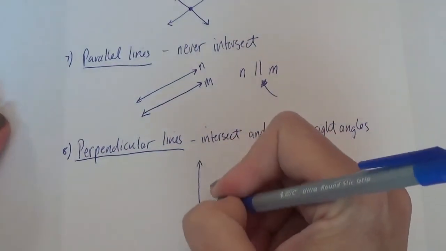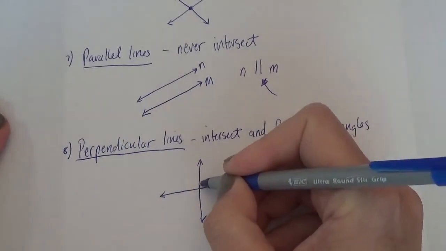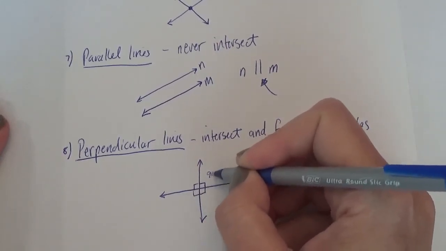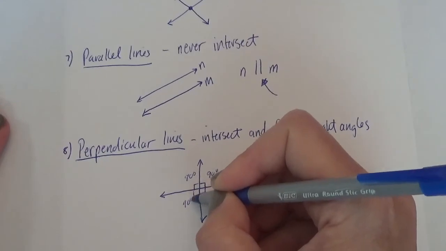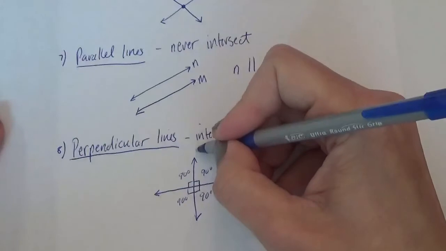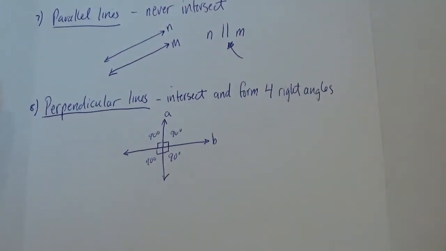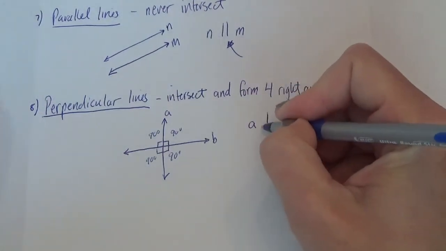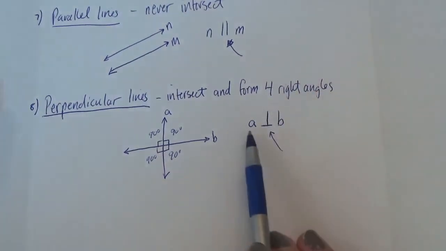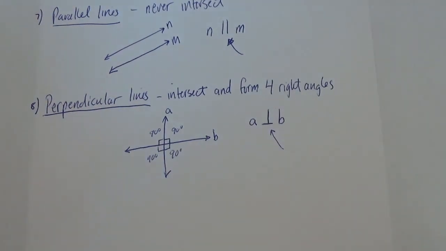So let's draw this one. You would have a line this way. If it's perpendicular, they label, this would be a 90, this would be a 90, this would be a 90, this would be a 90. You would get 90 degrees in all four spots. And let's label these lines. Let's say that's line A and line B. The symbol for perpendicular looks like this. So there's another new symbol. This means A is perpendicular to B, and that is the picture that you would get.